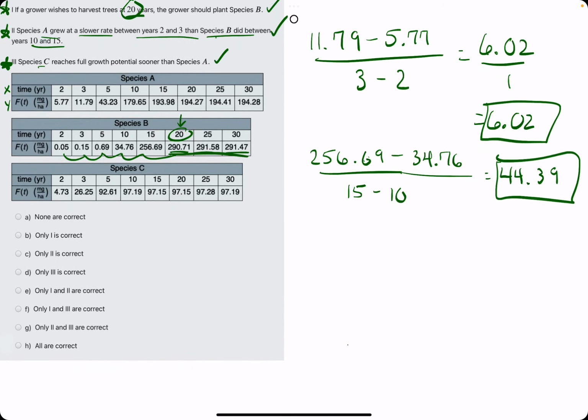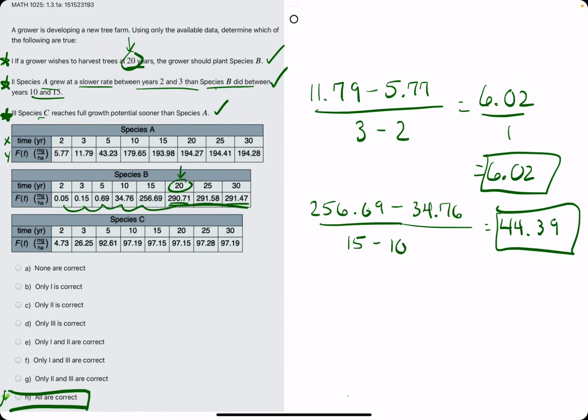All right, back out the eraser. Let's see that H is in fact our answer. All these statements are correct.